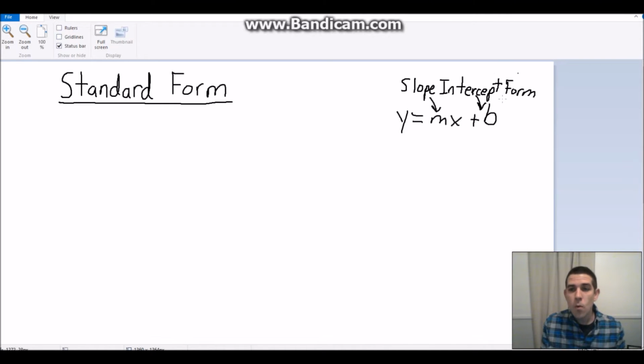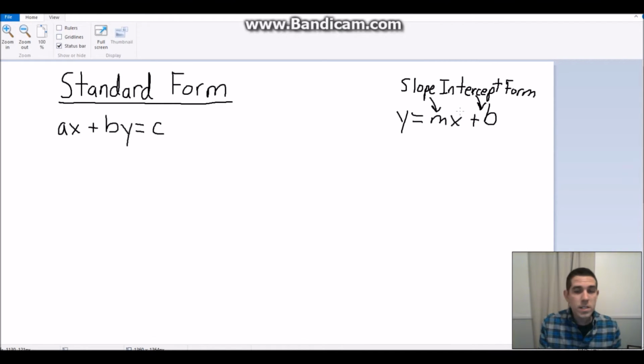So we say this is a form because it's just the way that this equation looks. Now, the new form is going to be called standard form. Now, this form can be written as ax plus by equals c. Okay, now when would we use standard form instead of slope-intercept form?